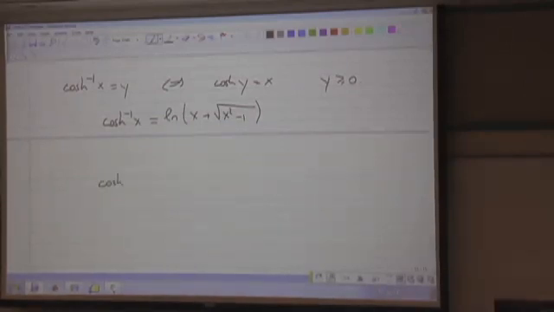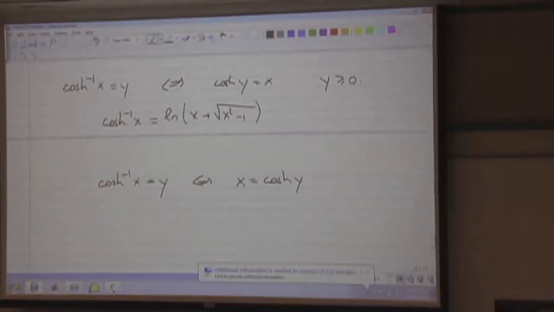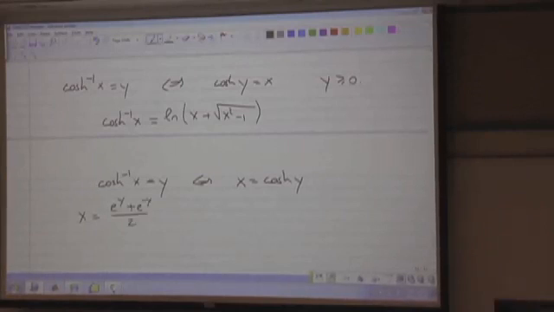Cosh inverse of x is equal to y is equivalent to saying x is equal to cosh of y. So then x is equal to e to the y plus e to the minus y over 2, right? Multiply by 2, combine all the like terms, you'll end up with e to the y minus 2x plus e to the minus y is equal to 0.